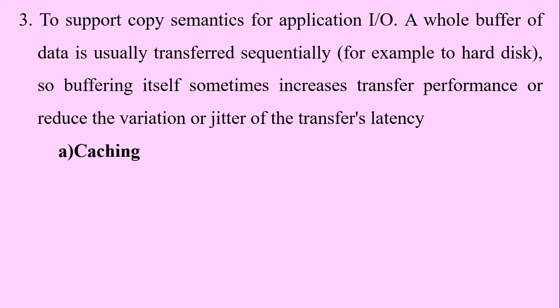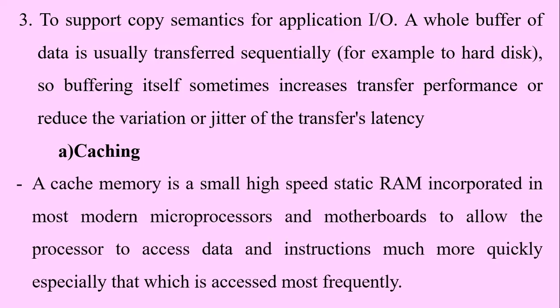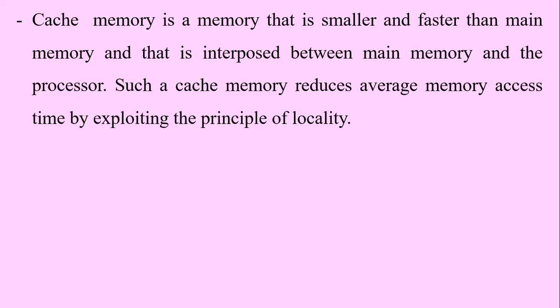What is caching? A cache memory is a small high-speed static RAM that is incorporated in most modern microprocessors and motherboards in order to allow the processor to access data and instructions much more quickly, especially that which is accessed most frequently. A cache memory is a memory that is smaller and faster than main memory, and that is interposed between main memory and the processor.